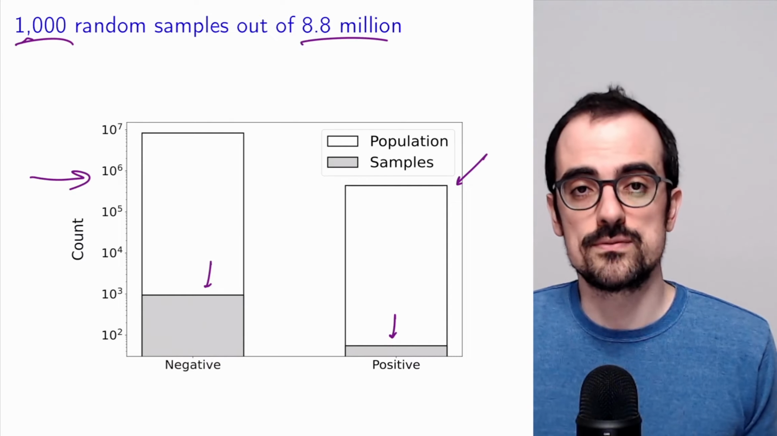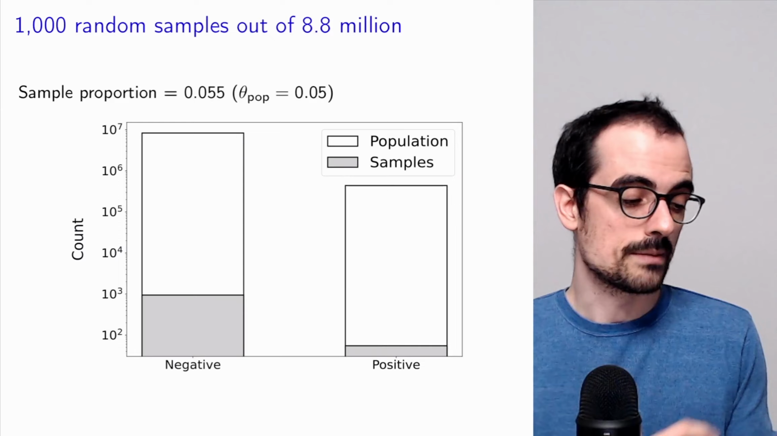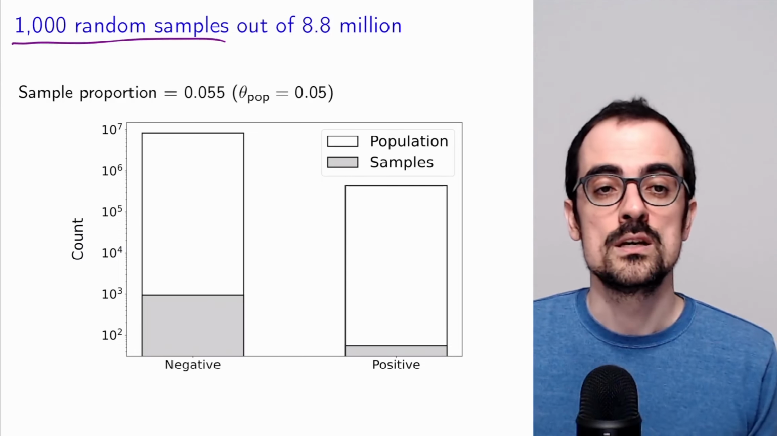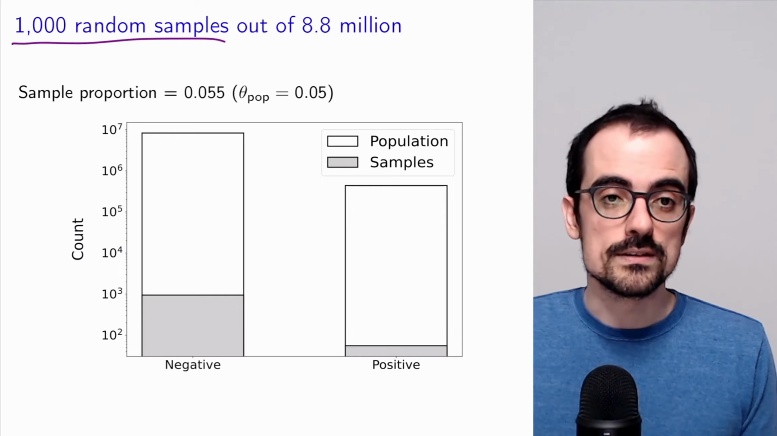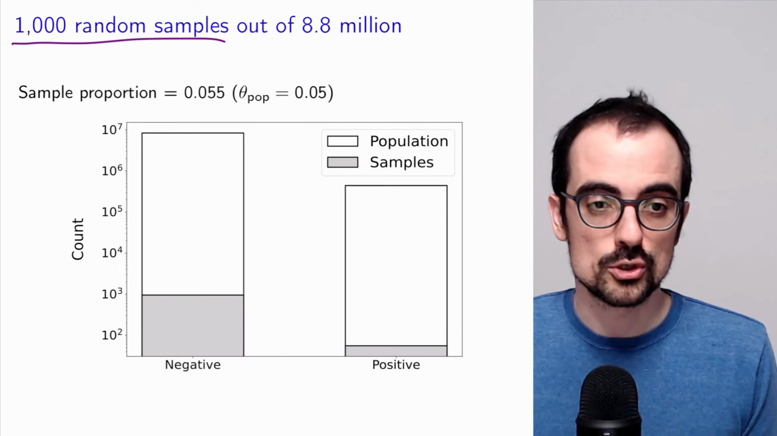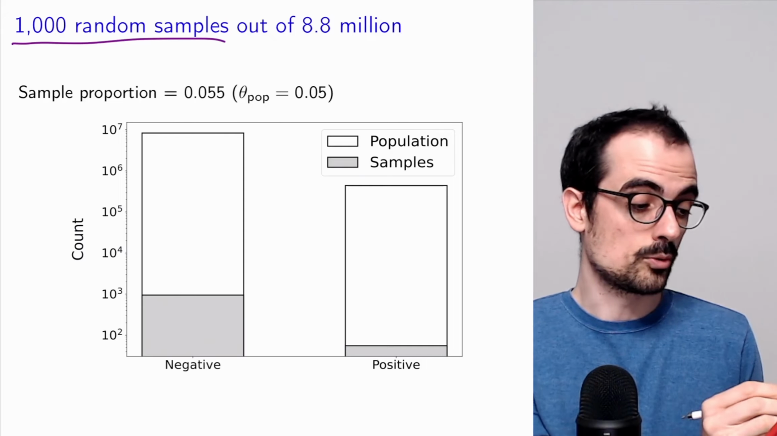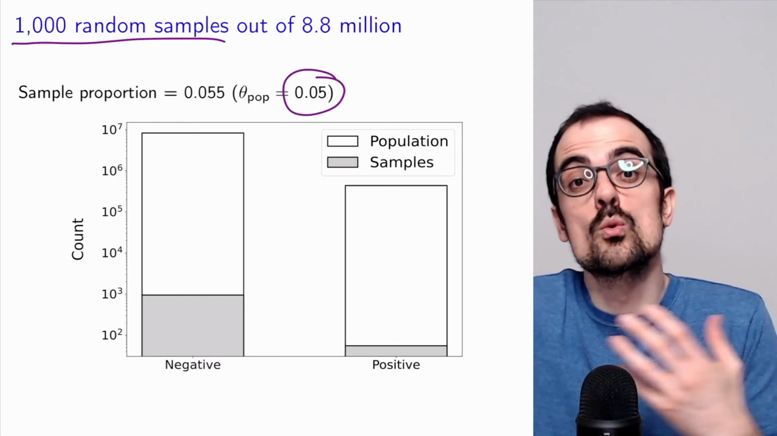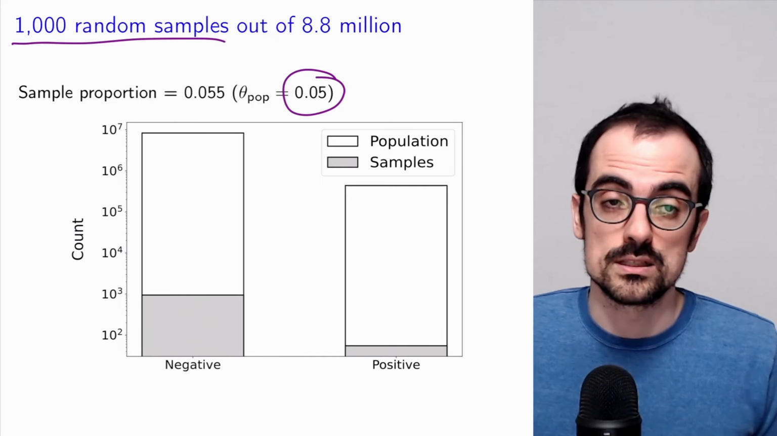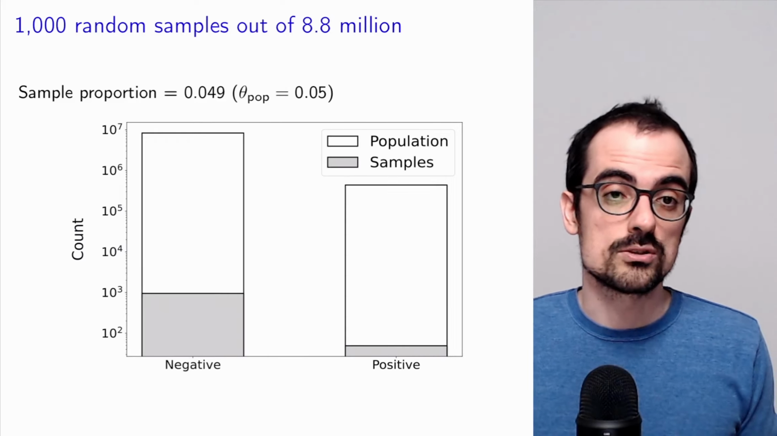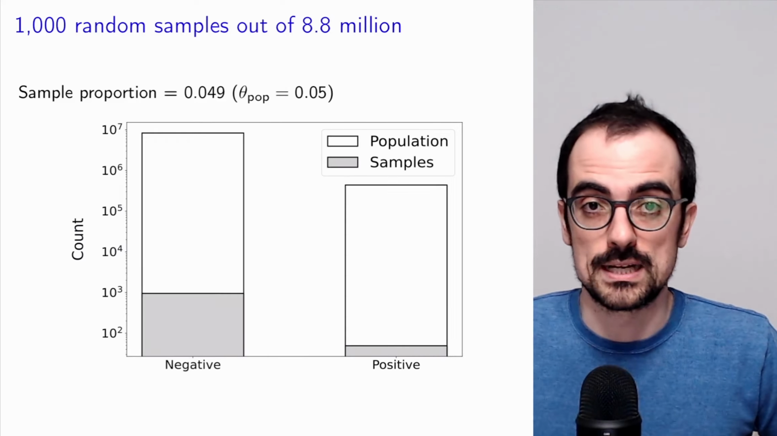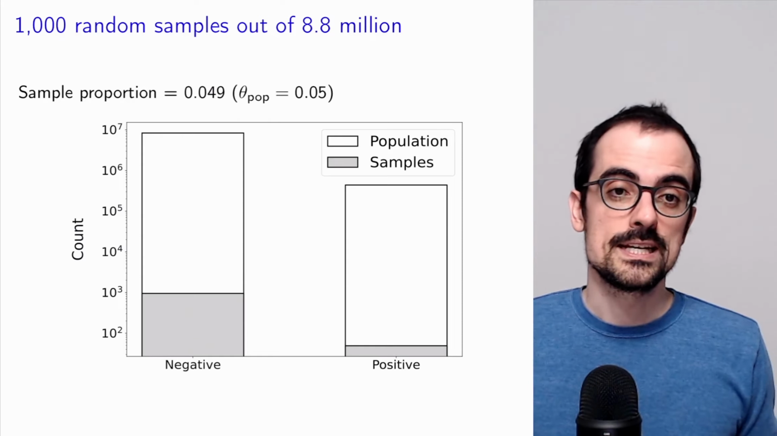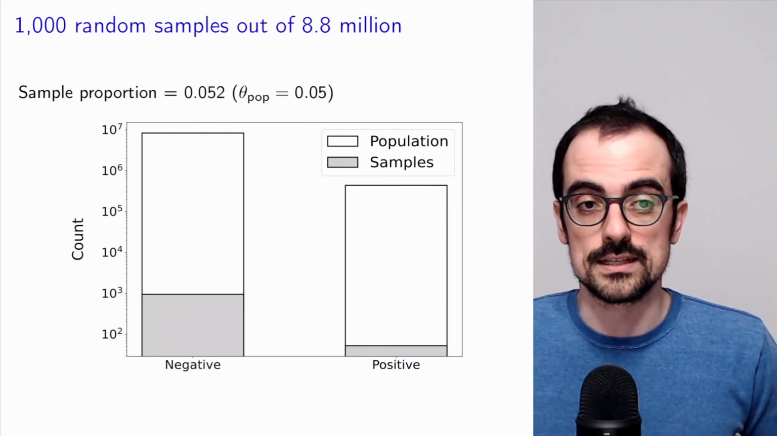And now, as before, we get an estimate of the proportion. In this case, out of the 1,000 random samples that we picked, 55 people had COVID-19. So that's our estimate of the sample proportion. It's close to the true proportion, but as before, if we were to repeat this process, we would get a different estimate. So these are 1,000 other samples. In this case, 49 people had COVID-19 out of our random sample of 1,000 people. In this case, 52 people had COVID-19.